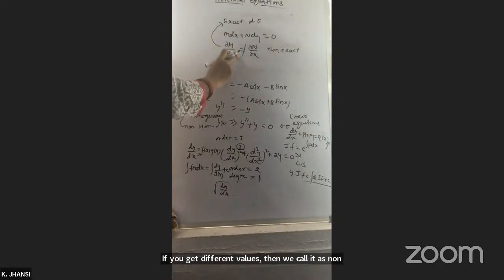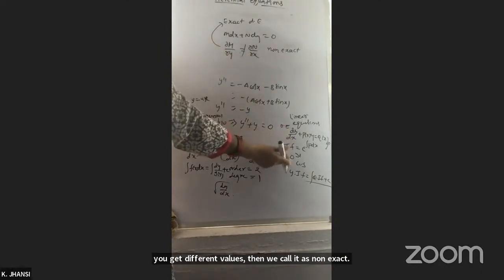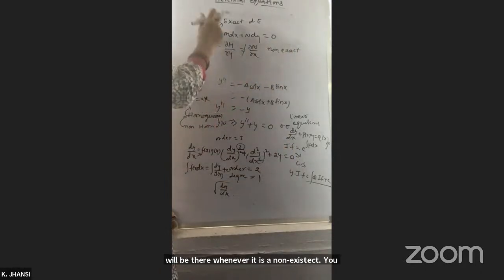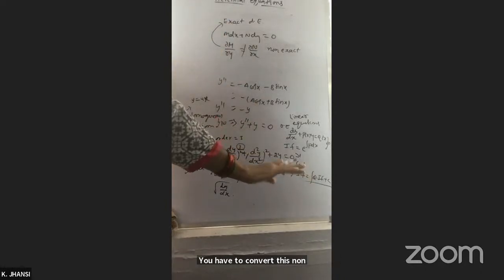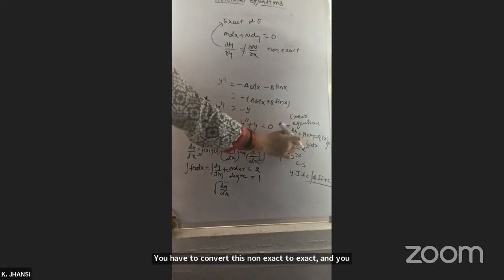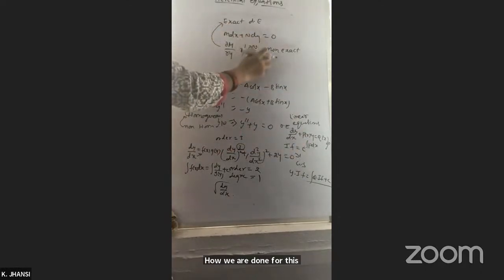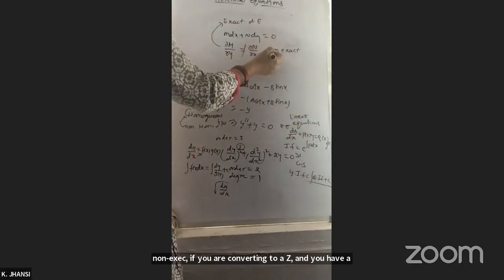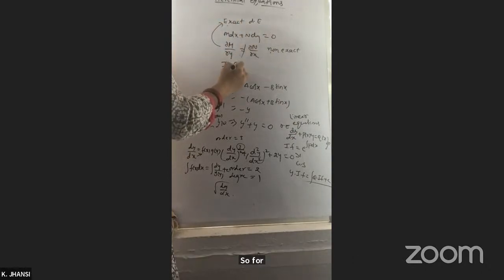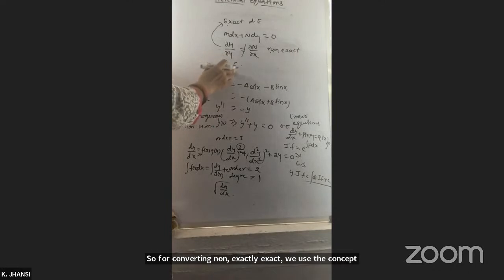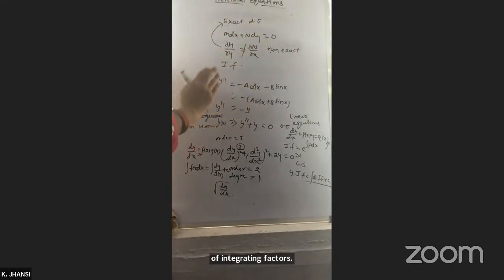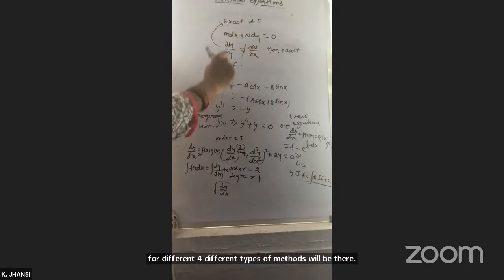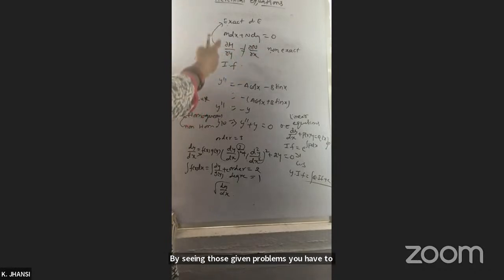When it is exact, directly, like for linear equations, we get the general solution. Whenever it is non-exact, you have to convert the non-exact to exact and follow the same rule. So non-exact, you convert into exact and find the general solution. For converting non-exact to exact, we will use the concept of integrating factors. There are four different types of methods.